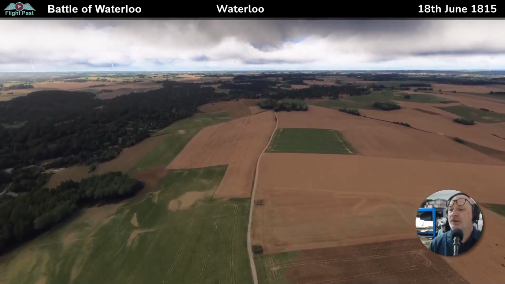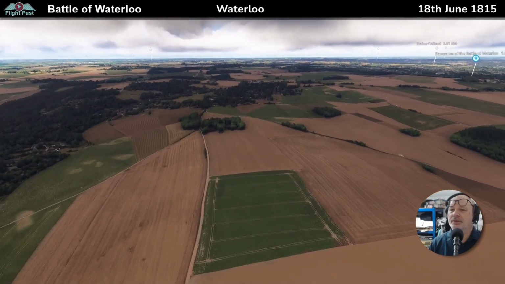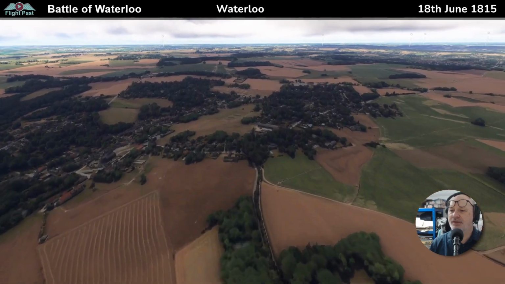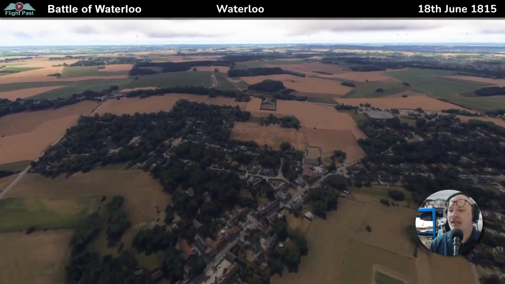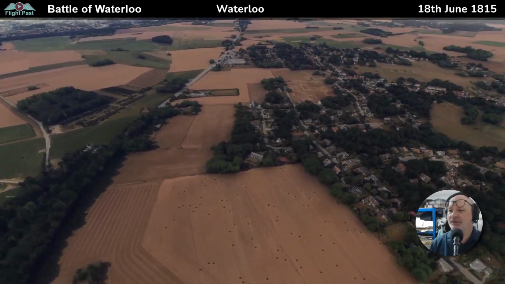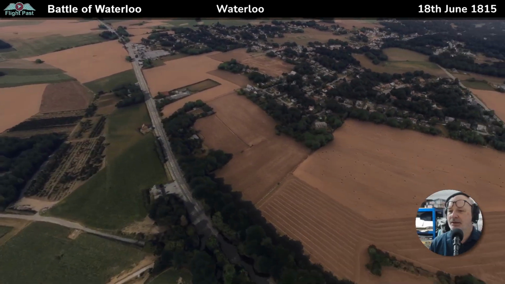So we would probably be thinking then that this area here is likely to be where the Imperial Guard will be hanging out, just here.